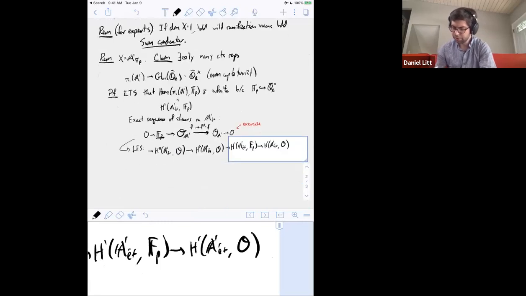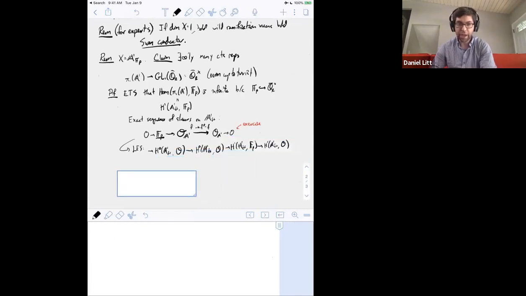Okay, so can anyone tell me how to compute the cohomology of O, the Étale cohomology of O on the affine line? So you're going to have to use the following fact. Oh, Raju has raised his hand. So Raju, you can unmute yourself and tell me the answer if you'd like.